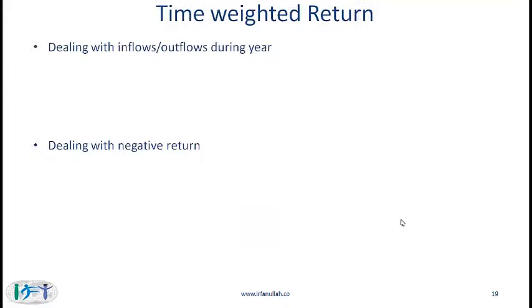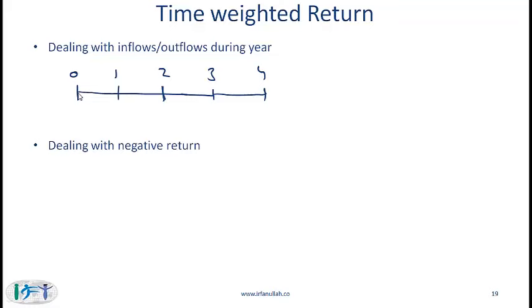So the time weighted return is 10.75%. Let us look at a few subtleties related to the time weighted return. The first one is how to deal with inflows and outflows during the year. In the example I just showed you, the inflows and outflows were happening at the end of the year. Let's say that we have inflows and outflows at the end of every quarter in a year. So this is 1 year, and each point over here represents the end of a quarter.